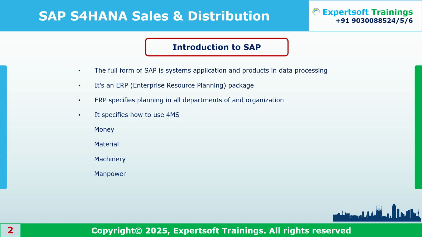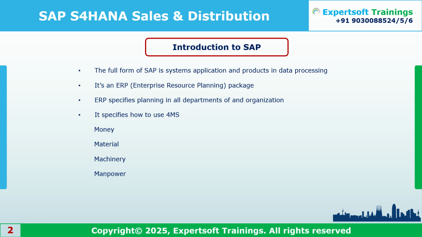If you go to any business, there are multiple departments associated. ERP facilitates the planning and coordination between the different departments. It specifies how to use the four M's. The four M's are money, material, machinery, and manpower.